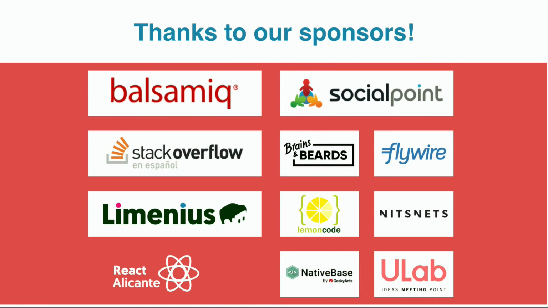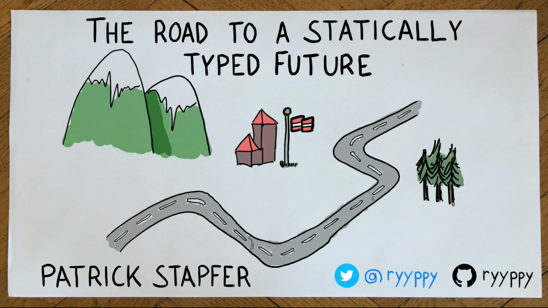I'm going to talk about the road to a statically typed future. And maybe you realize this little flag there. This is the Austrian flag. I'm also part of the React Vienna organization team, and we do a lot of stuff. So maybe you have talked to some Viennese people here. Really great to be here.